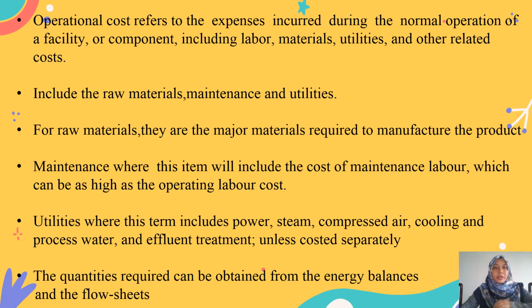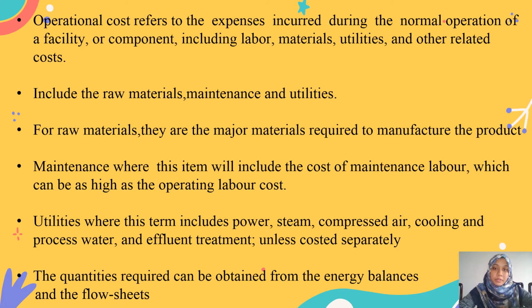Operational cost refers to the expenses incurred during the normal operation of a facility or a company, including labor, materials, utilities, and other related costs. These costs can again be split into fixed operating costs, variable operating costs, and capital charge. Besides, it also includes the raw materials, maintenance, and utilities.